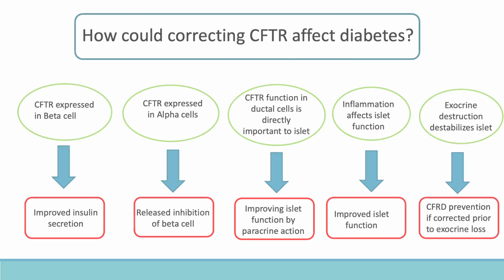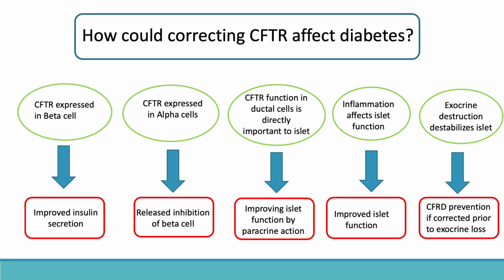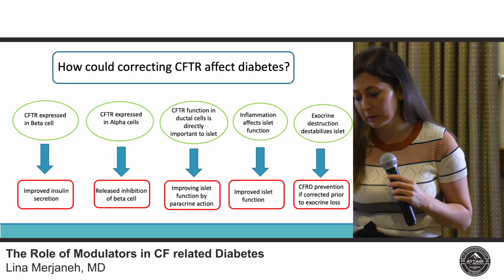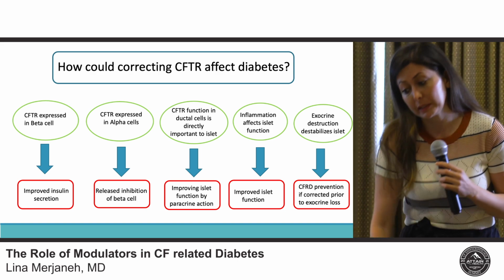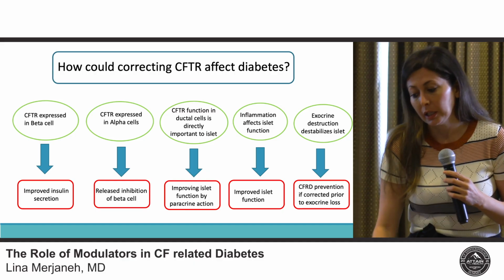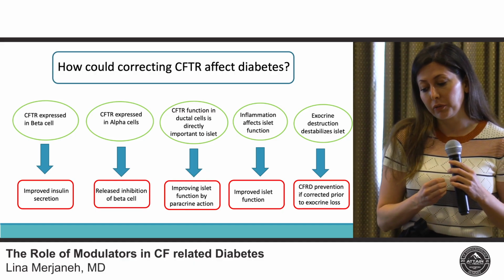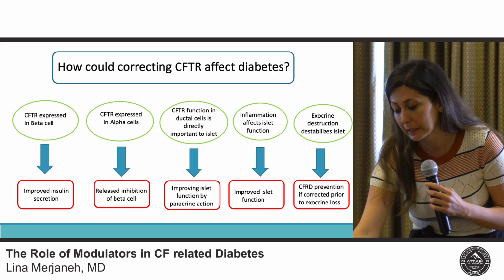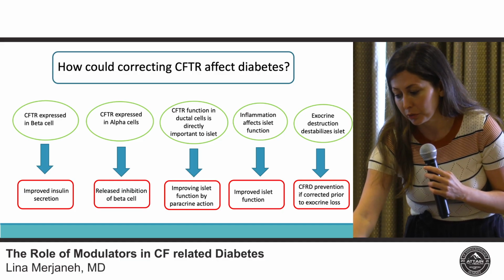So there are many possibilities and options. If CFTR is expressed in the beta cells, then correcting it will lead to improved insulin secretion. If it's expressed in the alpha cells, then correcting CFTR will lead to improved alpha cell function and release of inhibition of the beta cells.